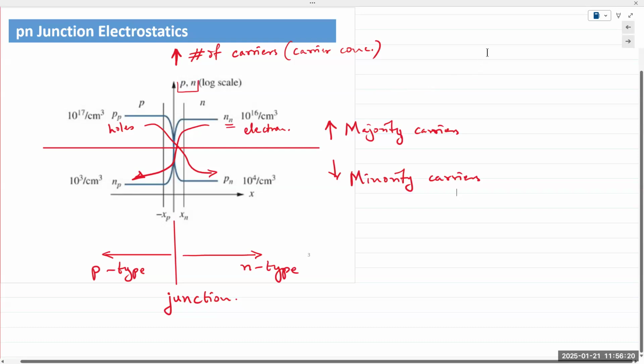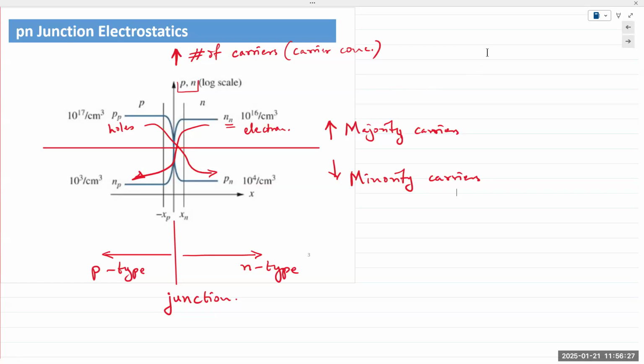In a BJT, bipolar junction transistor, the word is there itself. In a diode, it's not. But again, current flow in both devices takes place due to both kinds of charge carriers.